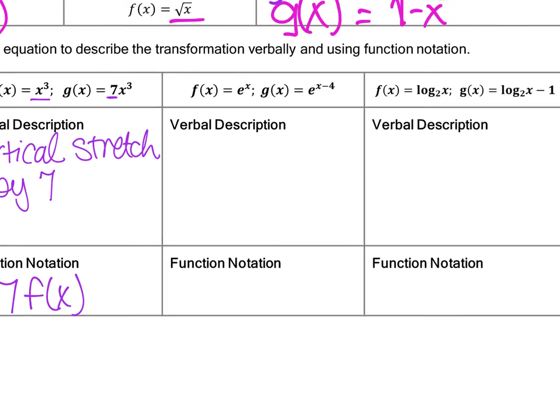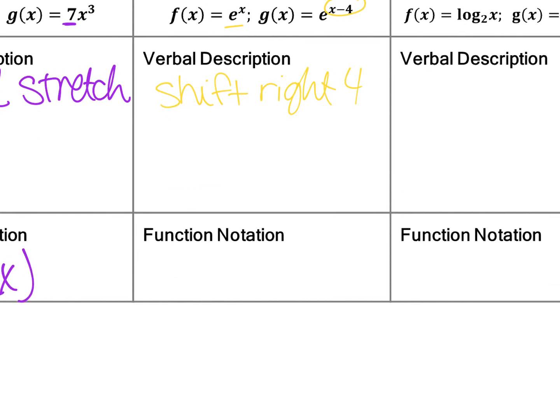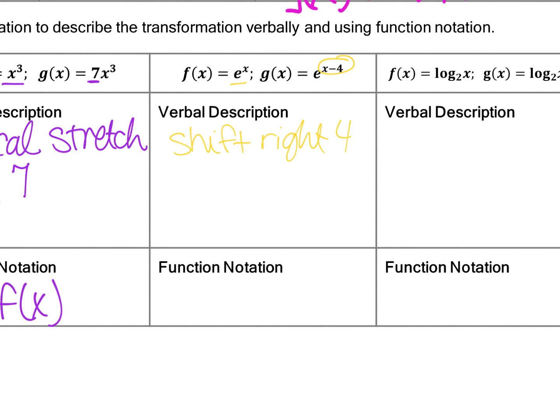All right, and this last, two more. Okay, so then we have e to the x, exponential, and then notice in the exponent, we now have x minus 4. So anytime it's in the exponent, that would be a horizontal shift, and it's always the opposite. So this would be a shift right 4. Okay, so then when you write your function notation, it's inside parentheses because it's a horizontal shift. So it'd be f, and then in parentheses, you're going to put x minus 4.